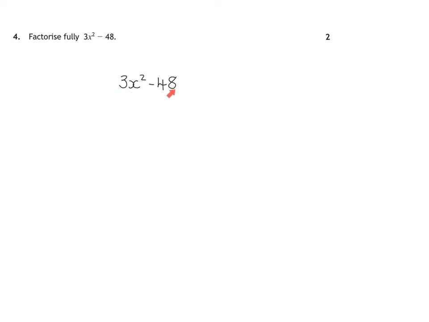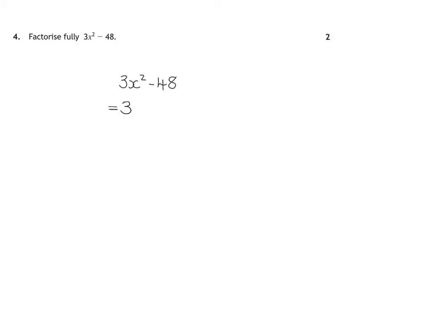1, 2. And we have a subtract in between, so it means we're going to have to do a difference of 2 squares. However, this 3 is stopping us, and that 48 is not a square number either. But hopefully, if we can take out that 3 as a common factor, we're going to end up with a difference of 2 squares that we can then do.